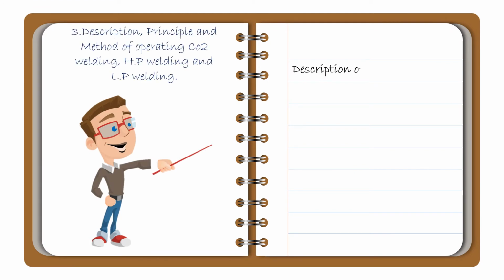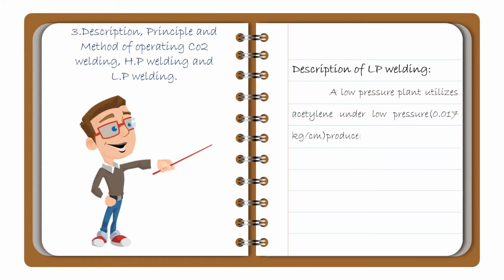And last, we are going to see the description of LP welding. A low-pressure plant utilizes acetylene under low pressure, 0.017 kilograms per centimeter squared, produced by the acetylene generator only.